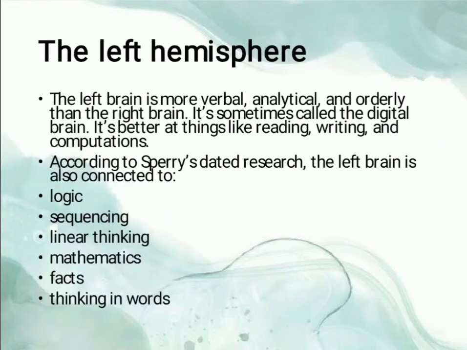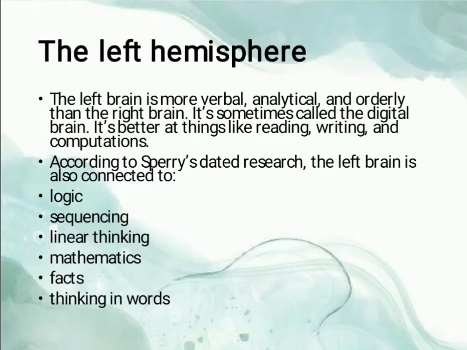So next is the left hemisphere. The left brain is more verbal, analytical, and orderly than the right brain. It's sometimes called the digital brain. It's better at things like reading, writing, and computations.